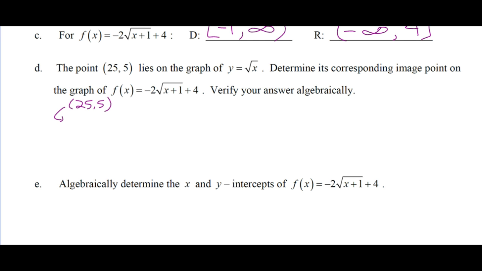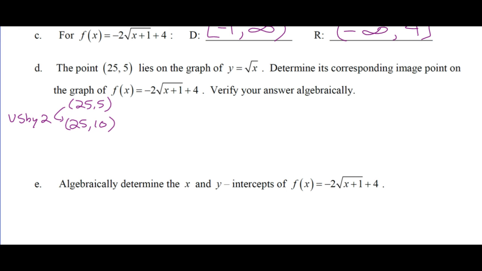I have the description of what's happening, right? So I got a vertical stretch by 2. So where does it go? It becomes what? So (25, 5) is (25, 10), right?